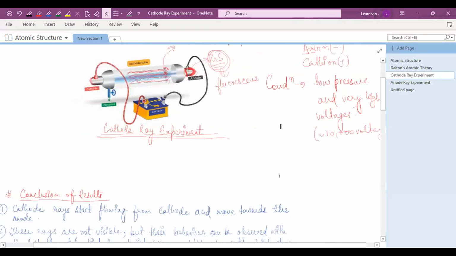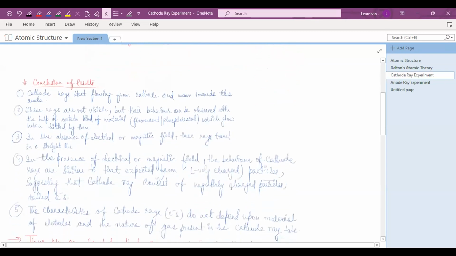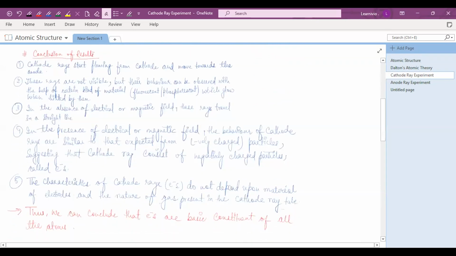Okay, now here are some conclusions which are drawn by J.J. Thomson using this experiment. Okay, so these are the conclusions of this experiment, right? So the first conclusion he observed is that cathode rays start flowing from the cathode and move towards the anode, right?